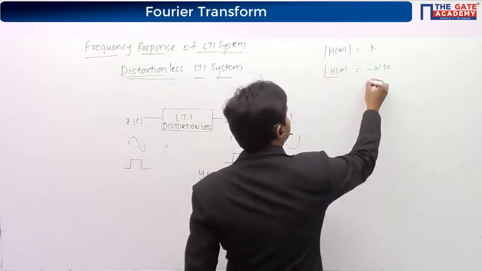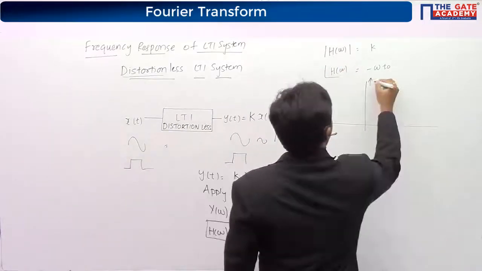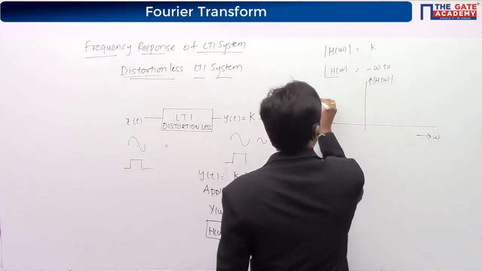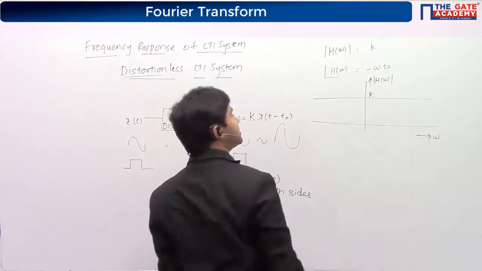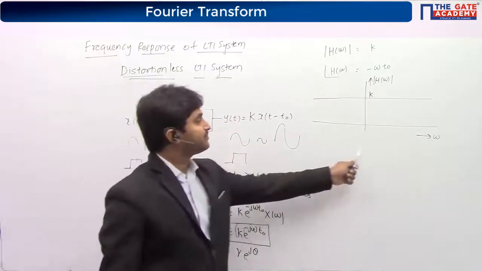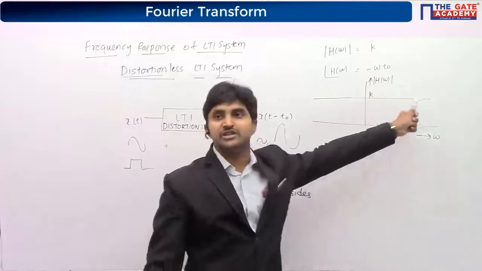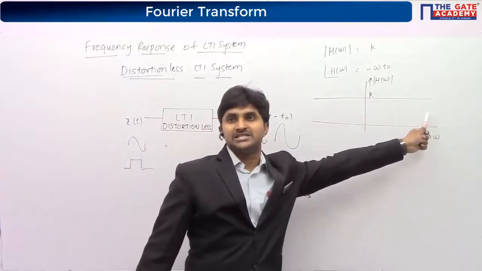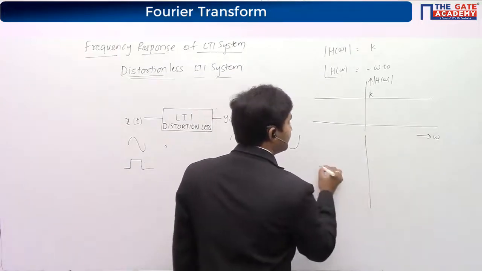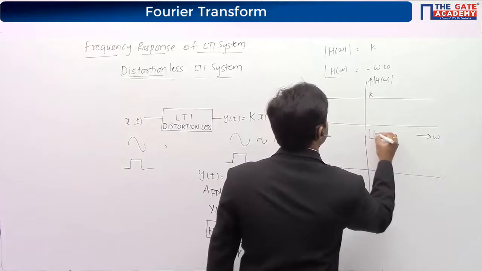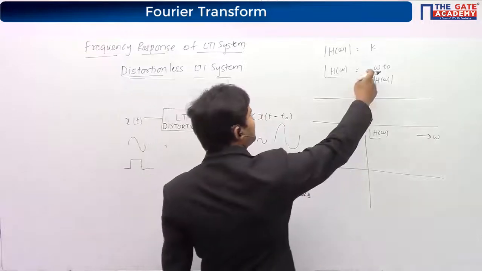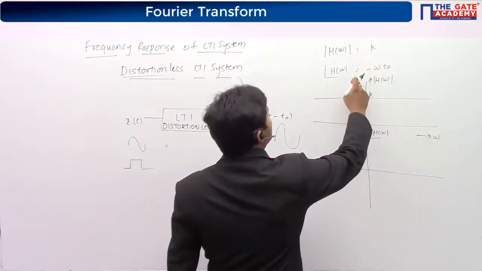Now if you plot the graph of mod of h of omega with respect to frequency, what you will see is that the magnitude is not disturbed with respect to frequency. As the frequency changes, the magnitude remains constant. When I talk about the phase, the angle of h of omega, it is like a line, y is equal to m multiplied by x.